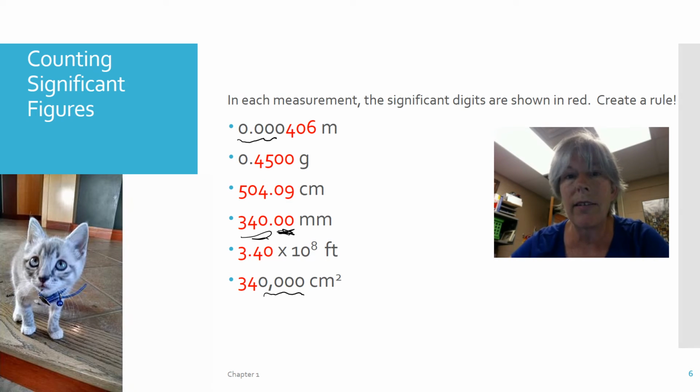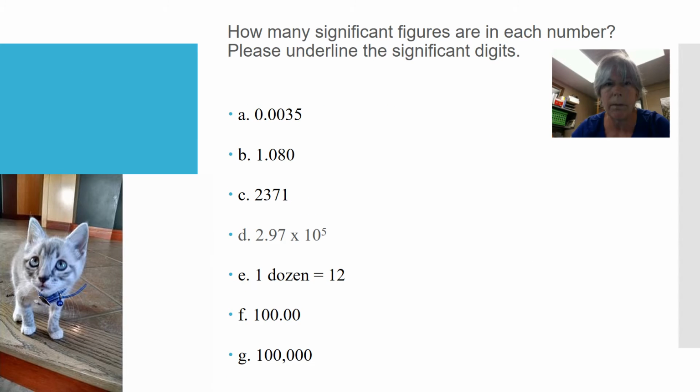Okay, we're going to go to the next slide and see if we can figure out how to count significant figures. Okay, so I'm going to try the first one for you, and then I'll let you do the rest on your own. When I look at the first one, the 3 and the 5 are significant digits or significant figures, so there are two significant figures in this measurement.